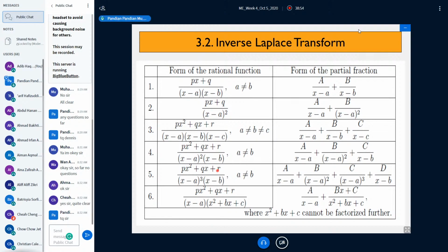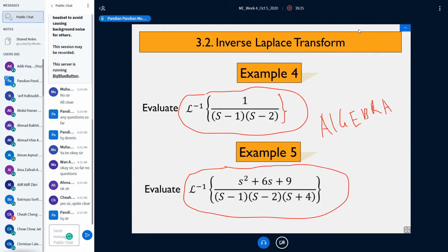What is this formula? It helps you to solve inverse Laplace transform, but it is not Laplace transform. It is called partial fraction. It's another topic. But we need this. This is the backbone. Of course, you can use other methods. That is up to you. But end of the day, your answer must be the same. You cannot have 2 different answers.